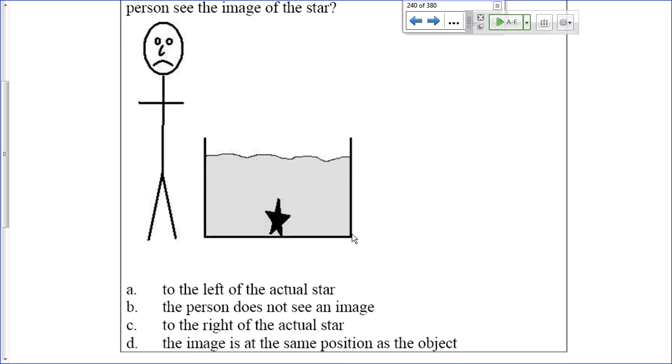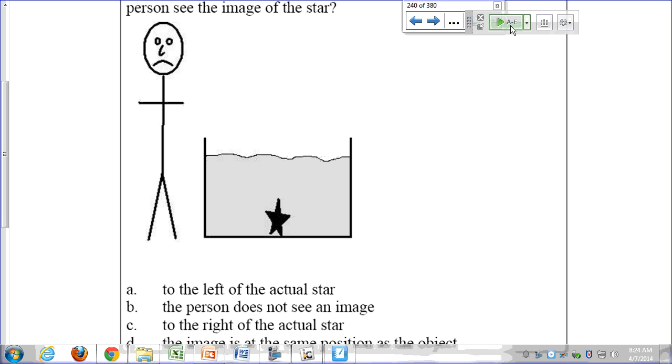All right. So here we have a guy looking at a star or something in a cup of water. He's not happy. I always try to make my exams a very happy experience, but on this exam, I was grumpy or whatever. So where does he actually see the image of the star? Well, he lost his star in his water. Come on, he's going to be angry. It's like, come on, I have to get my hand wet.